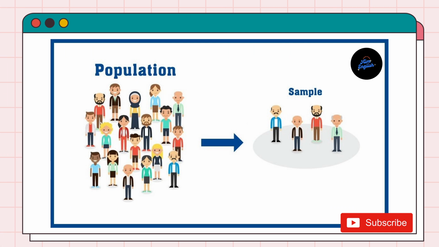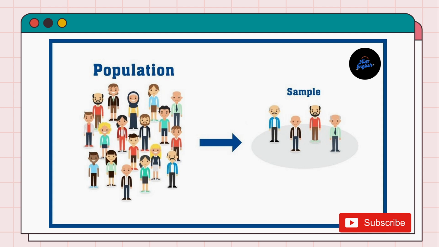When we conduct research, we usually can't ask every single person in a population. It's too expensive, too time-consuming, or simply impossible. So instead we take a sample, a smaller group that we hope represents the larger population. But how do we make sure our sample is fair and unbiased? That's where sampling techniques come in.